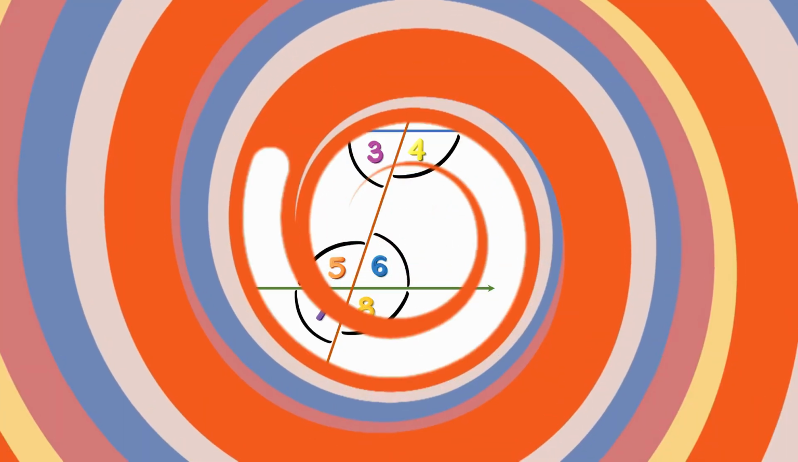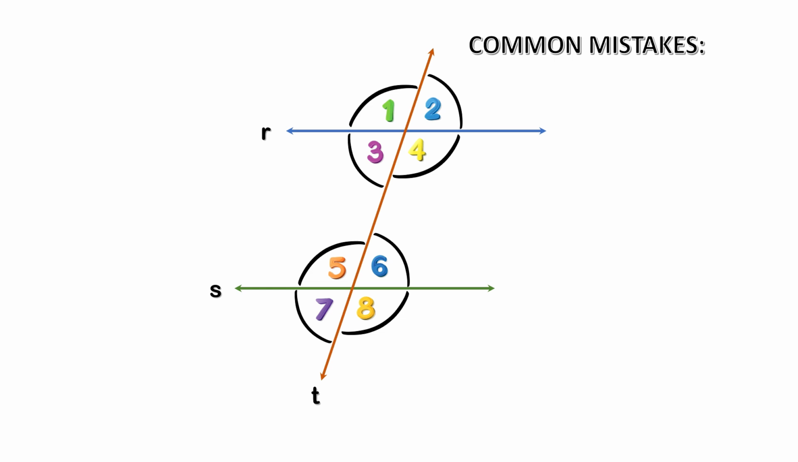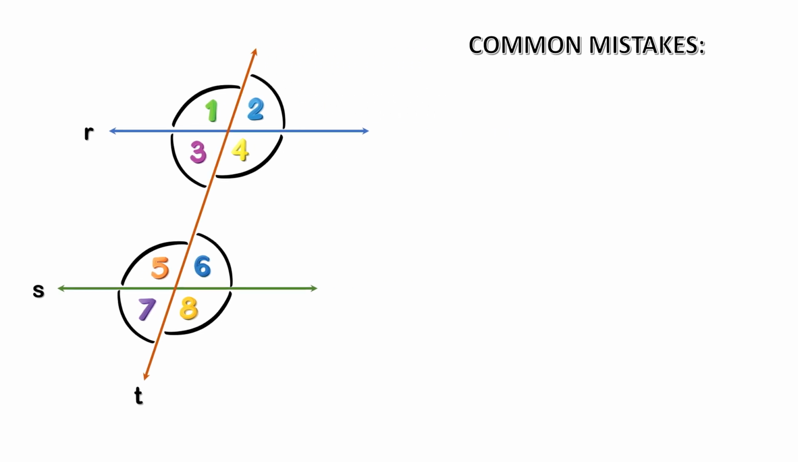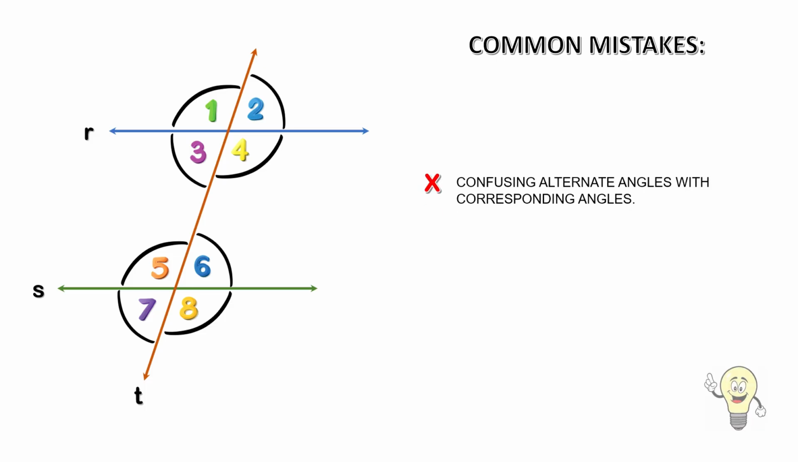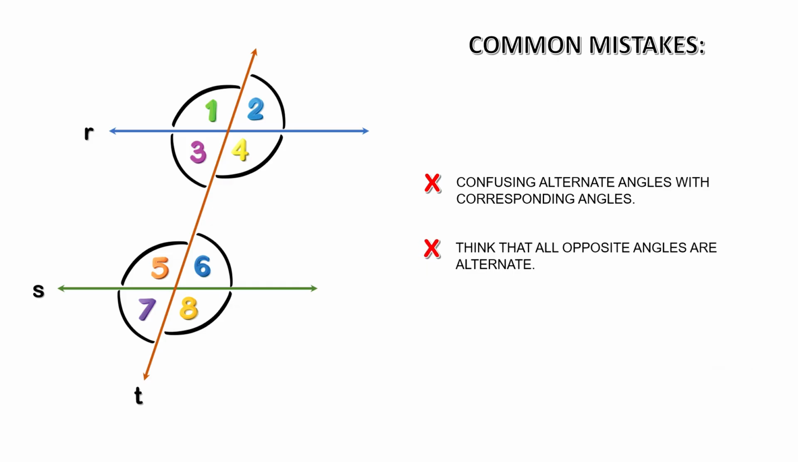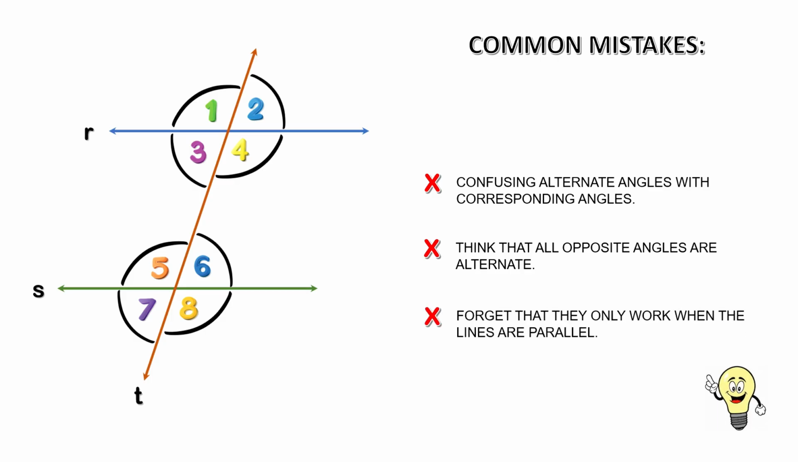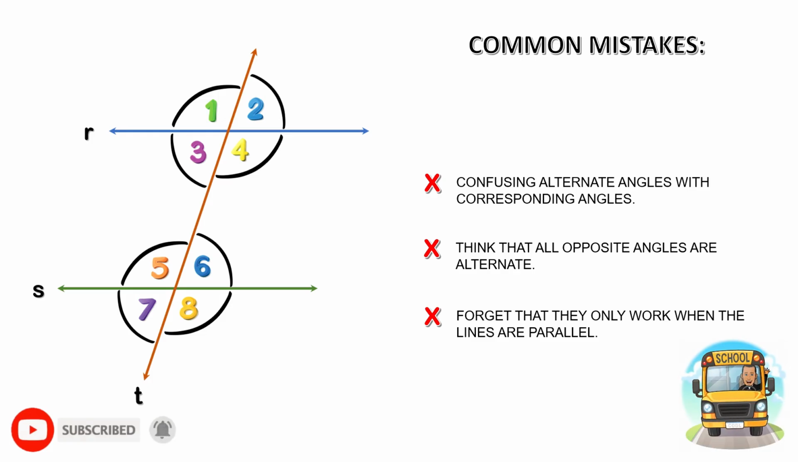Now, what are the most common mistakes with alternate angles? You must be very careful with. First, confusing alternate angles with corresponding angles. Second, thinking that all opposite angles are alternate angles. And third, forgetting that they only work when the lines are parallel. Today, you master alternate interior angles and alternate exterior angles.